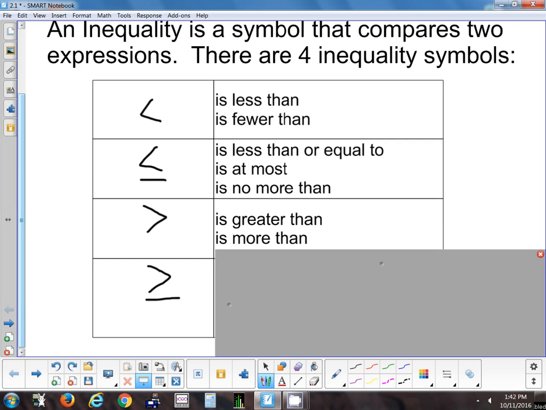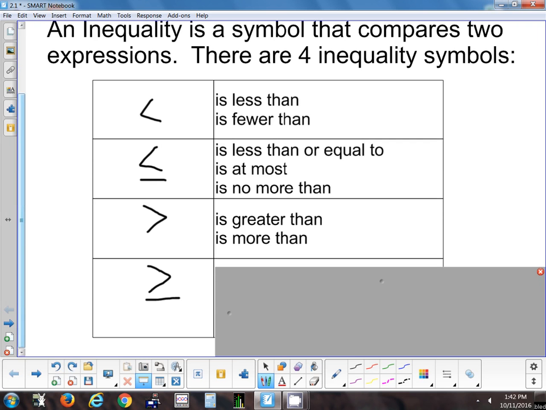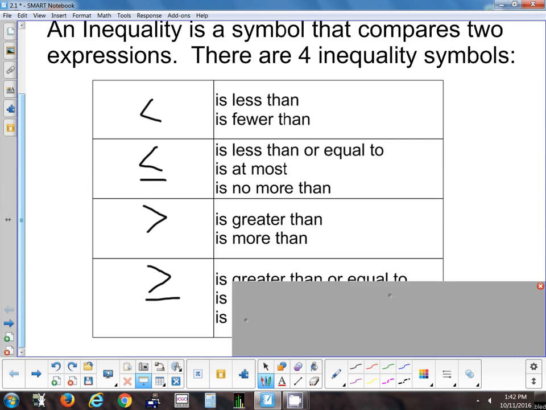Oh, is greater than or equal to? Yep. So that's one of the three ways we can say it. It's greater than or equal to. How about a second way? Okay. Yeah, we could say at least.